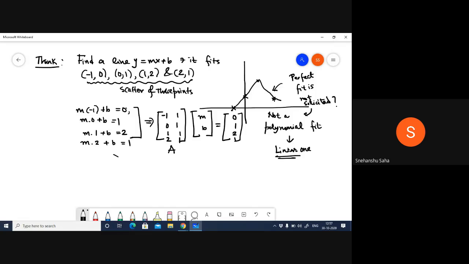Okay, so this is your A, this is your X, this is your B. Now, clearly, there is no such X. I mean, clearly, there does not exist any such X such that AX equal to B holds, right? So therefore, you have to find an X star, and that is nothing but your least square estimate.